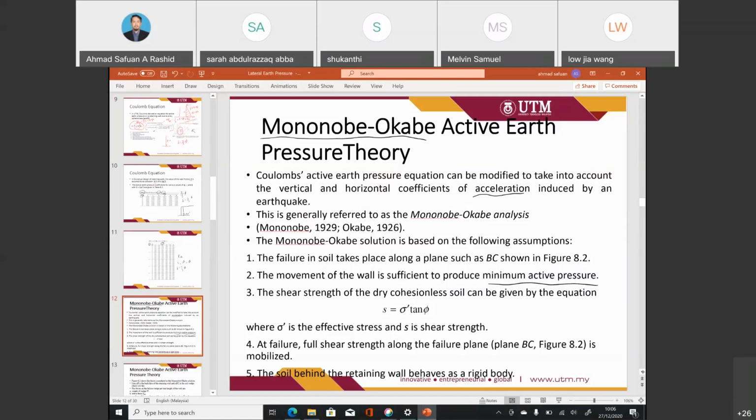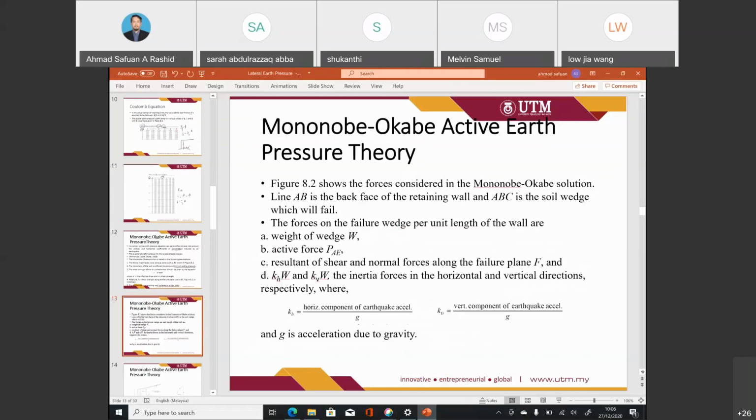At failure, full shear strength along the failure plane is mobilized. The soil behind the retaining wall behaves as a rigid body. So that is the assumption that has been made by Mononobe-Okabe, which is similar to what has been made by Coulomb. So the difference is that Mononobe-Okabe has introduced KH and KV.